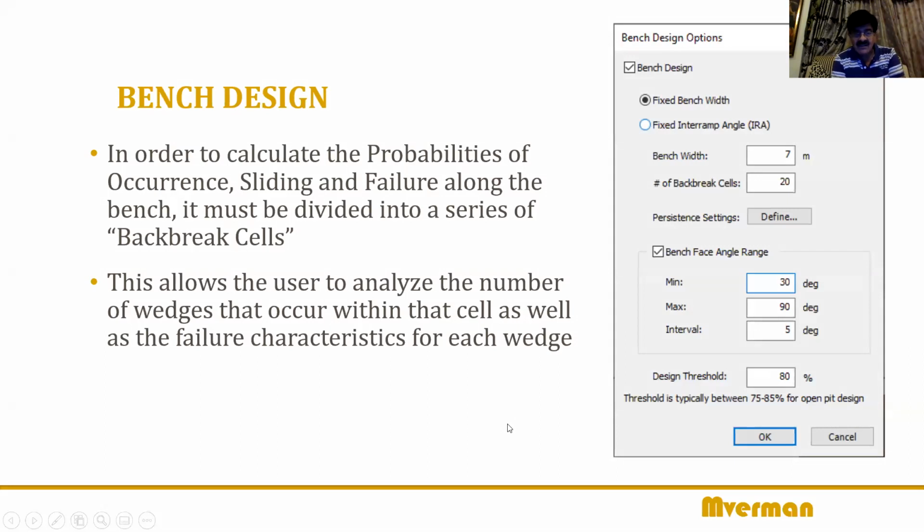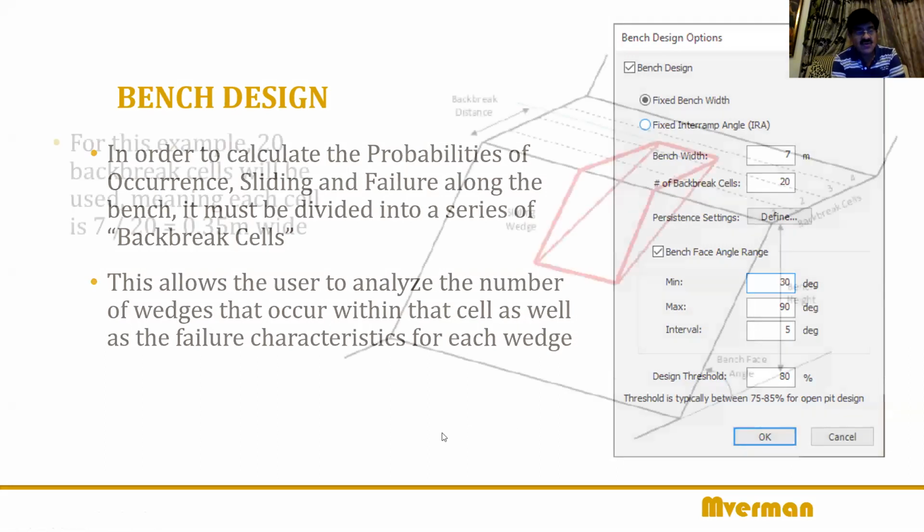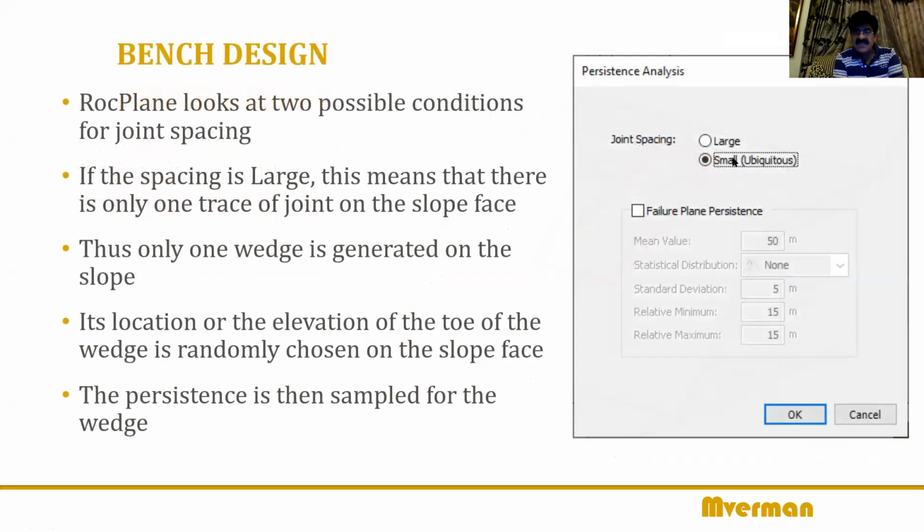So you saw that dialog and you pressed define and you saw the options. This option you saw, large and small ubiquitous. RocPlane looks at two possible conditions for joint spacing. The large and small is with reference to spacing, how far or how closely spaced the joints are. Now, joint means discontinuities, but it's simpler to say joint. But whatever simplicity you got by calling it a joint, all of that has gone out of the window because of this word called ubiquitous. It is not easy to pronounce.